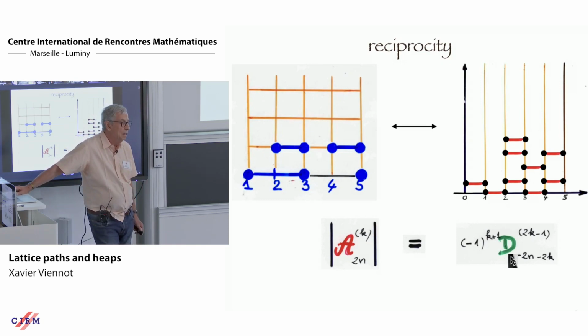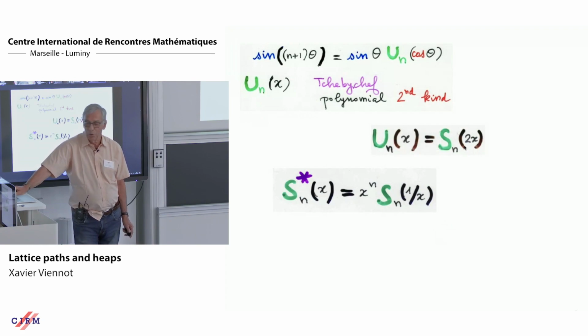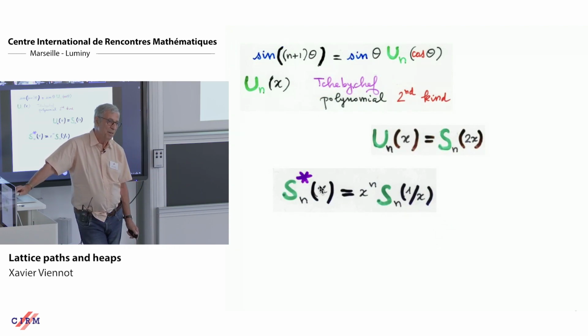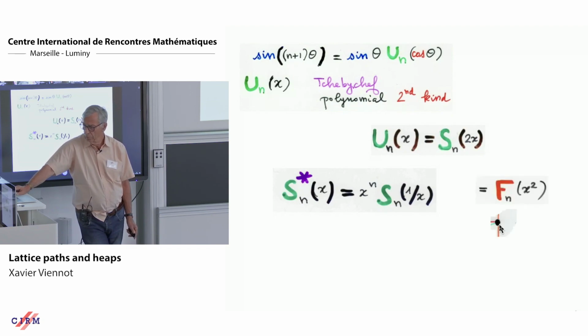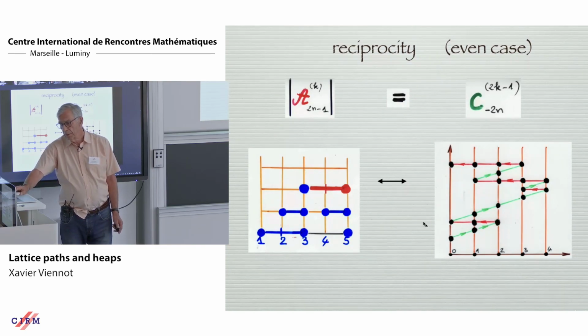So behind this there is Fibonacci, Chebyshev, because Chebyshev is very close. It's just to replace x by 2x, and then you get this, what I have defined before, this polynomial Sn, which is Fn of x2. So that is the even case of this reciprocity.